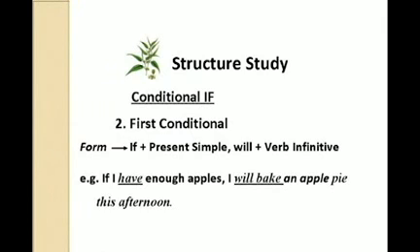Let's move on to another conditional. The first type of conditional. The form of the first conditional is if plus present simple, comma, will plus verb infinitive. The verb after if is present simple and the verb in the main clause is will plus verb infinitive. Although we use the present simple after if, we use it for a possible future action or situation.